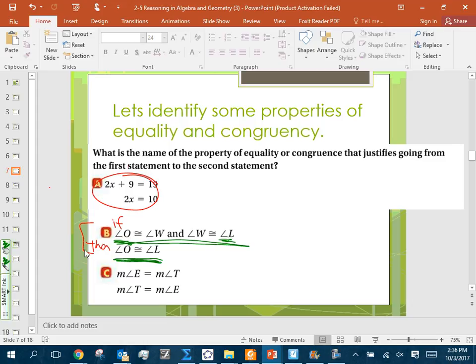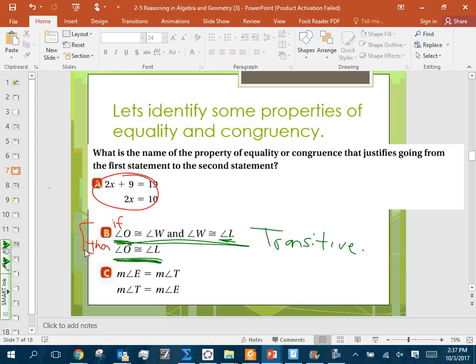Somebody in the last class, I think it's actually fifth period, said, I know angle O is congruent to angle L because both O and L were stated to be congruent to W. Does everybody recognize that? If two things are both equal to W, then those two things must be the same as one another. That's 100% right. But that's kind of a pain to write out, isn't it?